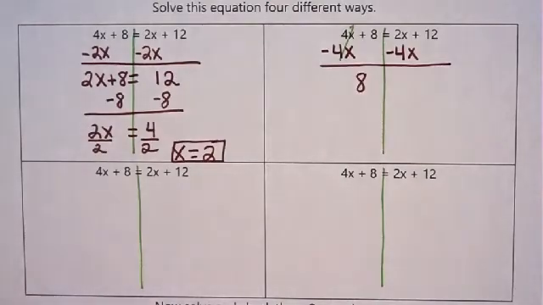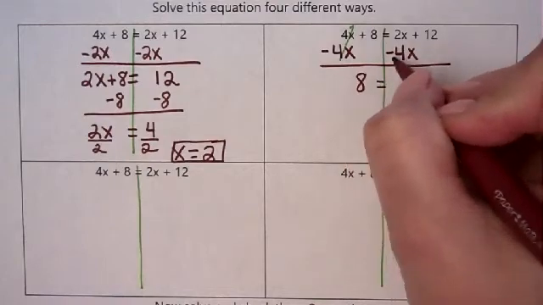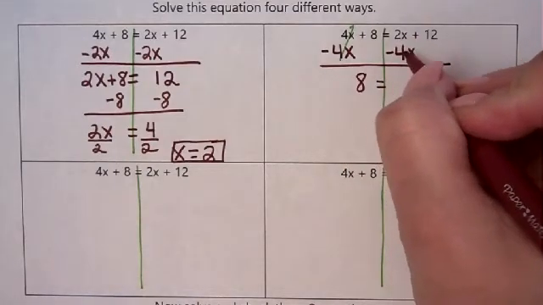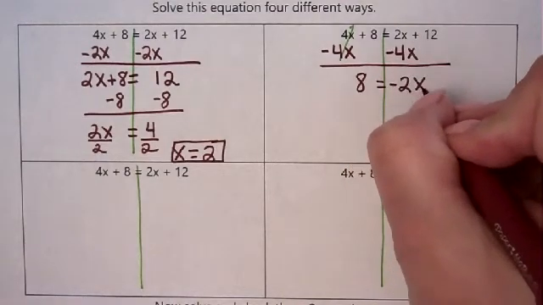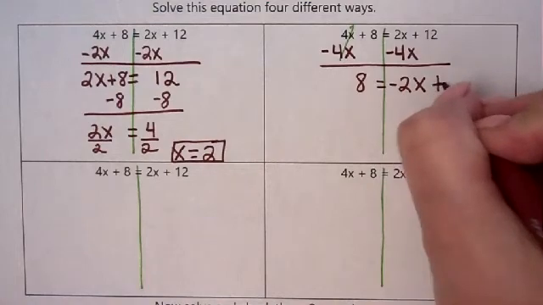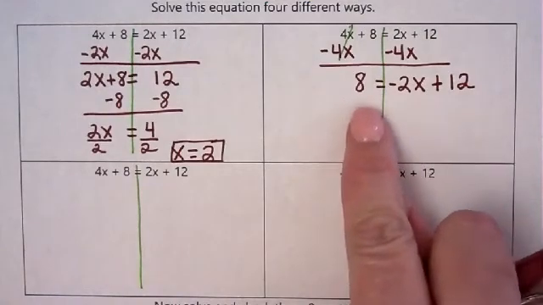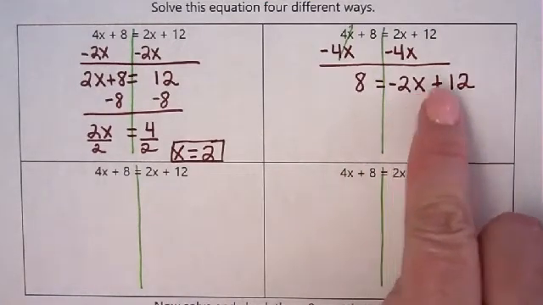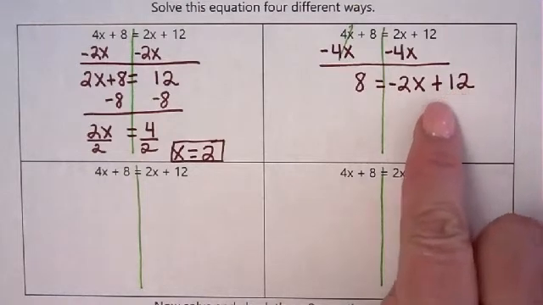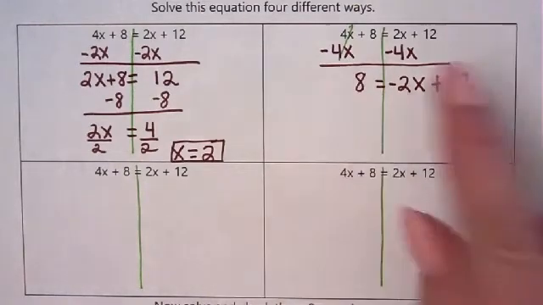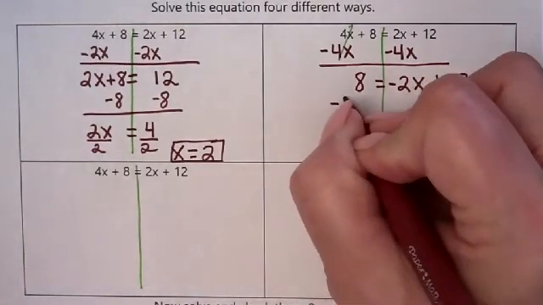Now, over here on this side, I'm going to have 2x minus 4x. So 2 minus 4 is negative 2, and I keep the x. And then I'm just going to bring down that plus 12. Now, take a look at what I got right here. Since it's those last 2 steps, I need to move the 12 over with the 8, don't I? So since that's plus 12, I'm going to subtract 12. So minus 12.